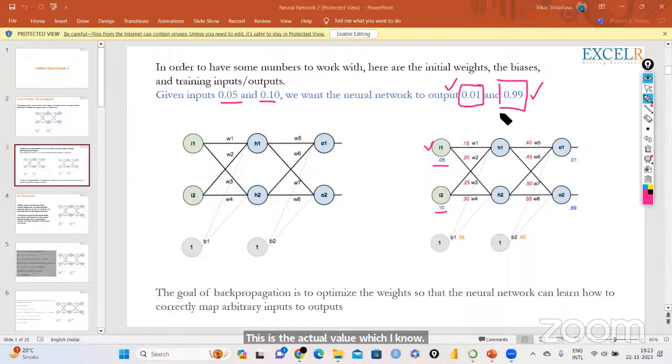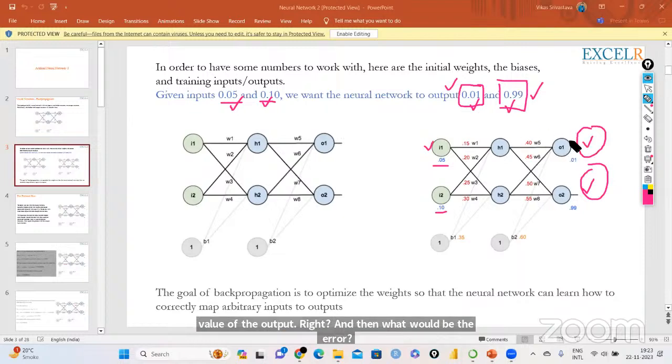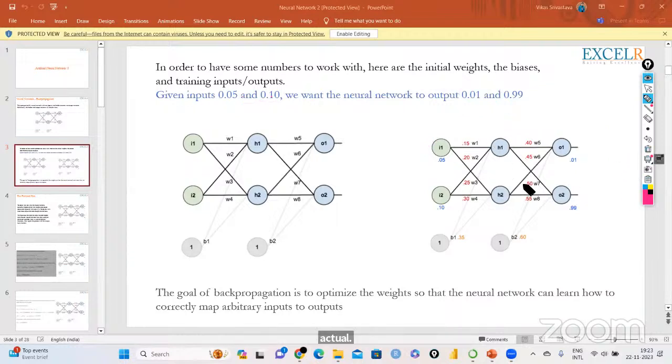Now, if this is the input for the neural network, then the neural network will produce an output, and whatever output is produced by the neural network, we will compare with respect to the actual value of the output, right? And then what will be the error? Error is nothing but the difference between whatever output is produced by the neural network and the actual. Is that clear, guys? Cool. I hope everyone is clear what we are going to perform here.